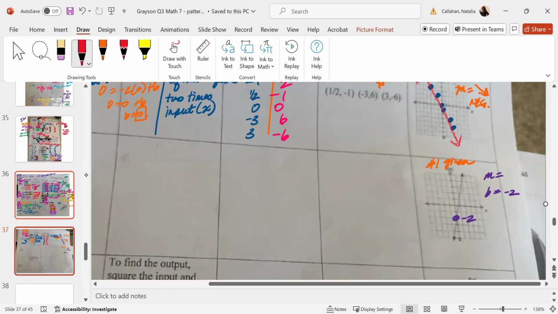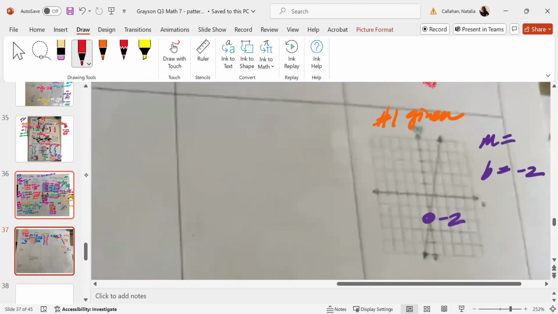Positive slope or negative slope? Positive slope means you're going up the mountain. Negative slope means you're going down the mountain. So look at the direction of that line. Is it going up or is it going down? These questions matter, Grayson.